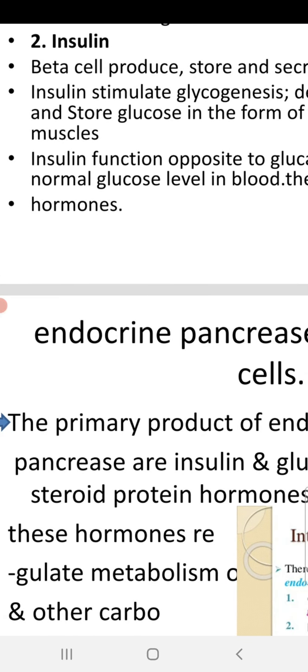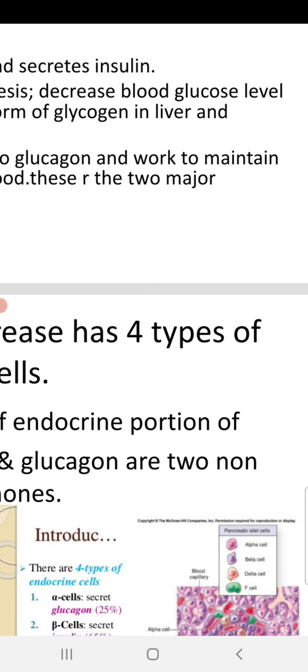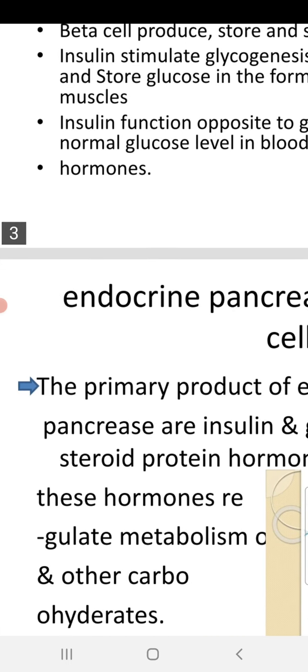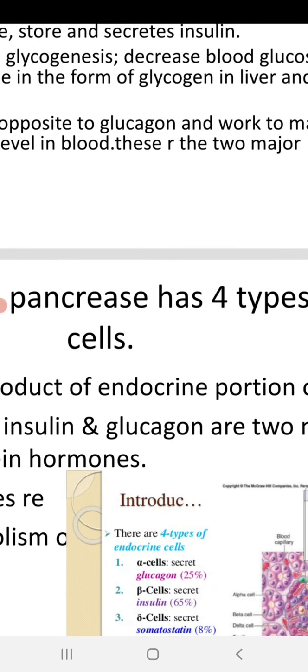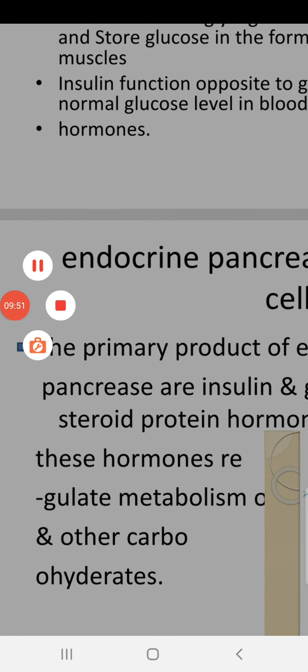So insulin functions opposite to glucagon, and they work to maintain normal glucose level in the blood. These are the two major hormones. One decreases the blood sugar level by storing the extra glucose in the liver, and the other, glucagon, will release the glucose by breaking down glycogen, by glycogenolysis. So these are the two hormones, and they function in opposite directions.